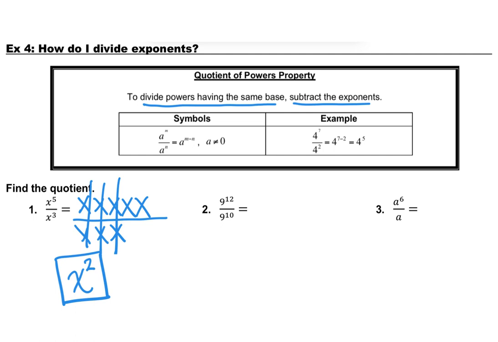So for number 2, we have 9 to the 12th divided by 9 to the 10th. So we're going to take 12 minus 10, and we'll have 9 squared, and then that can simplify to 81. So both of those answers would be appropriate. Question number 3, we're going to put an exponent right there, a 1. So when we're dividing them, we're subtracting. So a to the sixth divided by a to the first, we're going to subtract 6 minus 1, and we'll have a to the fifth power.